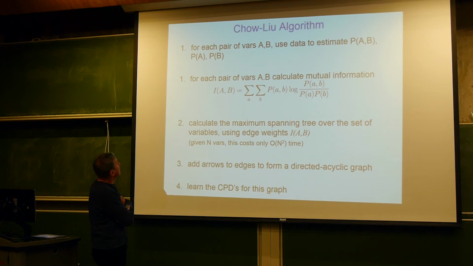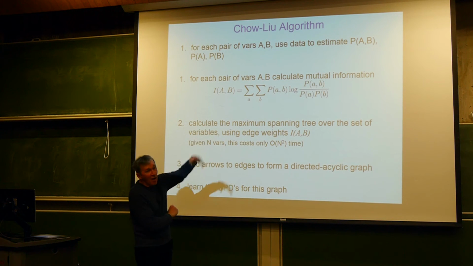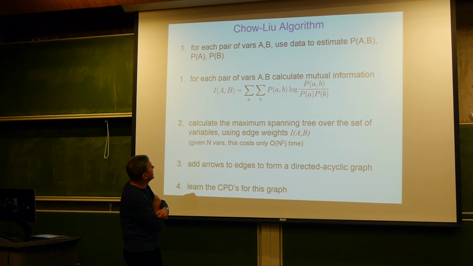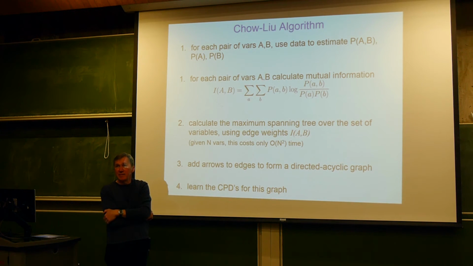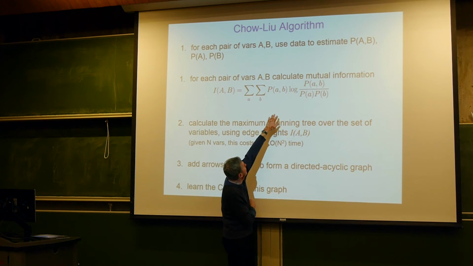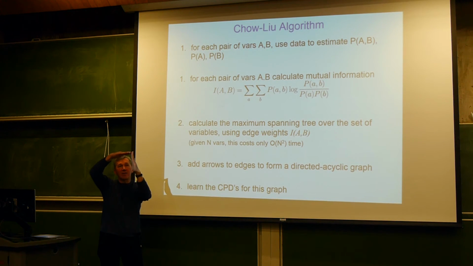here's the algorithm. So for each pair of variables, so I have x1 through xn, for a pair like A and B, first I'll use all my training data. I'm trying to learn the graph structure. I'm going to use all my training data to estimate the joint probability, P of A, B, and their marginal probabilities, P of A and P of B. So if A is a Boolean variable and I want P of A, I just count how many times it's true over how many data entries I have. And then, using those things, for each pair of variables, I can compute its mutual information. And so now I have a matrix of all my variables against all my variables, and the ijth entry tells me the mutual information between variable i and variable j. Okay, that's an n-squared operation because there are n-squared pairs.